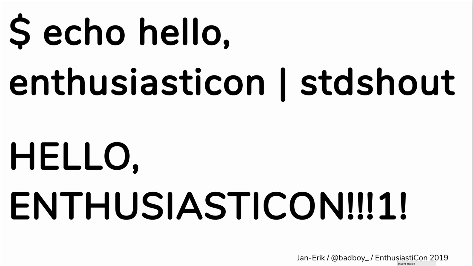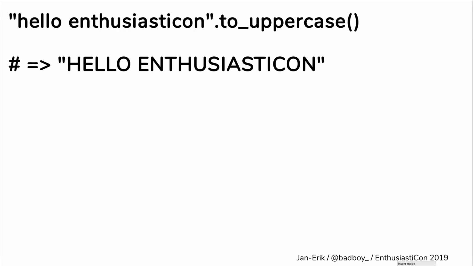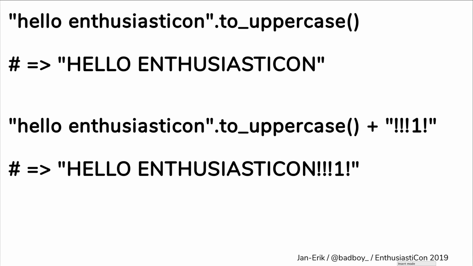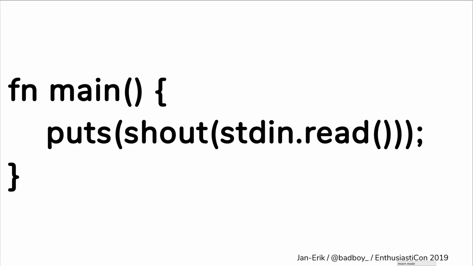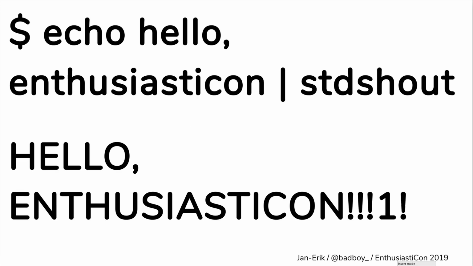Now I'm a Rust developer, and it turns out this is a pretty easy task in Rust. To turn something into all uppercase, you literally just call to_uppercase on a string. To append bang, bang, bang, one bang, you can simply use the add operation, and it will just work. Now we can turn this into a function, which takes some input, uppercases it, appends our bang, bang, bang, one bang, and returns a new string. Finally, we read something from standard input, shout it out, write it to standard output, and we're done. And it turns out this works. We can standard shout now.